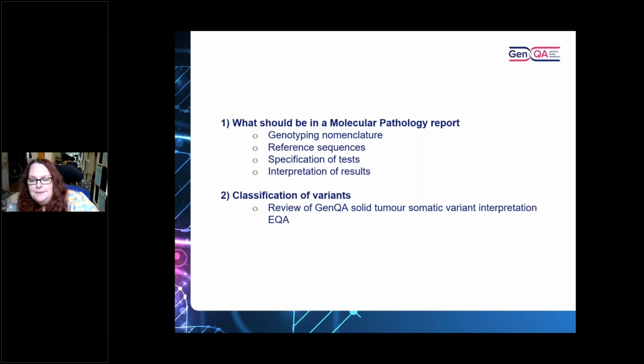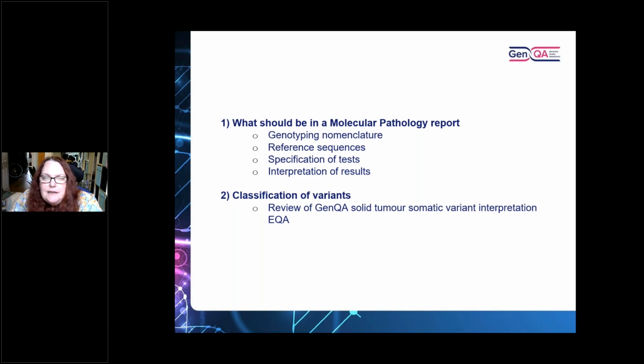I think my slides are on automatic go forward, which is going to be a problem, but we'll hopefully sort it out. So I'm Dr. Jenni Fairley, and I'm one of the Deputy Directors of GenQA, and I look after the molecular pathology EQAs.